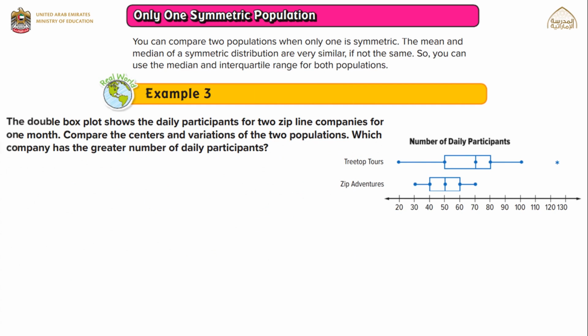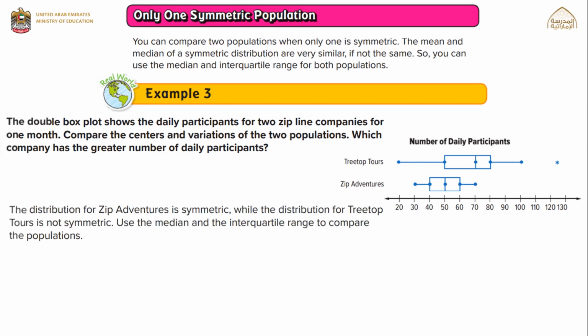Example 3. The double box plot shows the daily participants for two zipline companies for 1 month. Compare the centers and variations of the two populations. Which company has the greater number of daily participants? The distribution of Zip Adventures is symmetric, while the distribution of Three Top Tours is not symmetric. Use the median and the interquartile range to compare the populations.